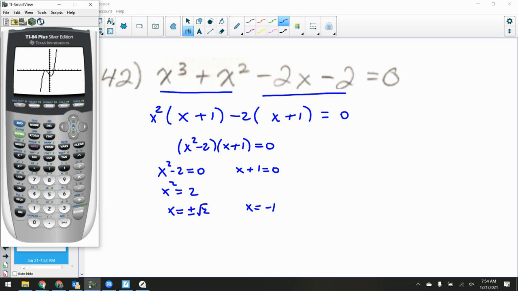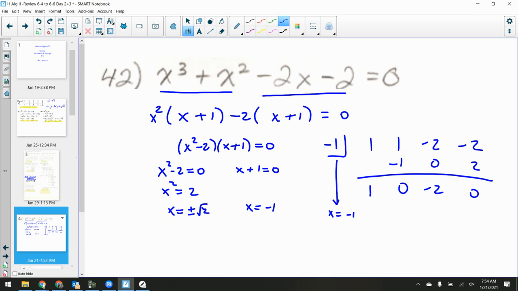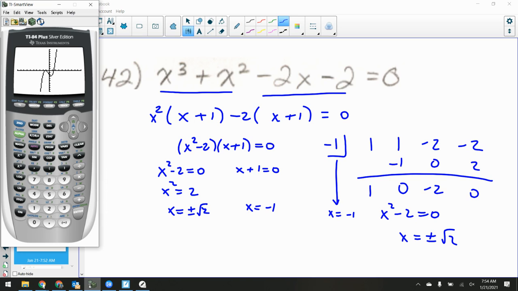If I plug in -1, and I see 1, 1, -2, and -2. Okay, 1, -1, 0, 0, -2, positive 2, 0. I would have x equals -1, that's that one. And then x squared minus 2 is equal to 0, and then we get x is equal to plus or minus radical 2. So is there actually a double root at -1? No, even though it looks like there is.